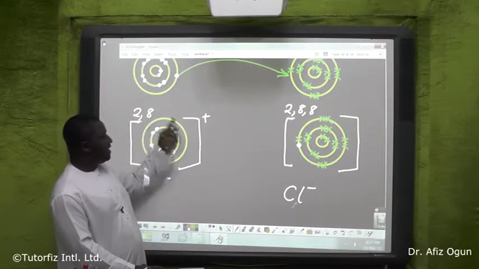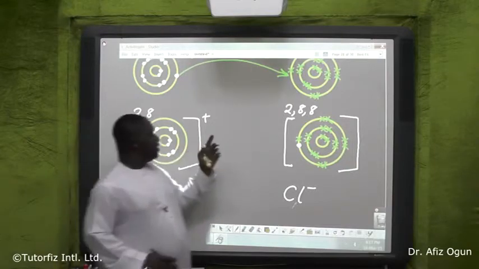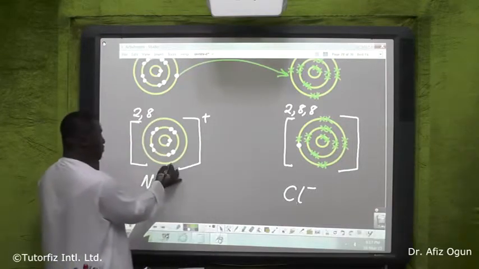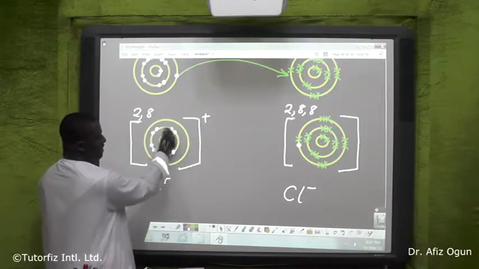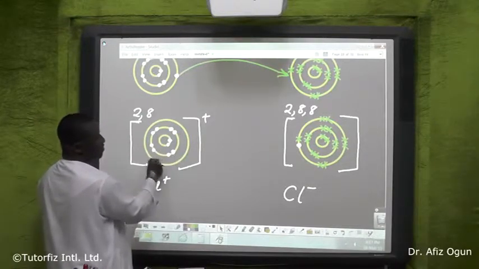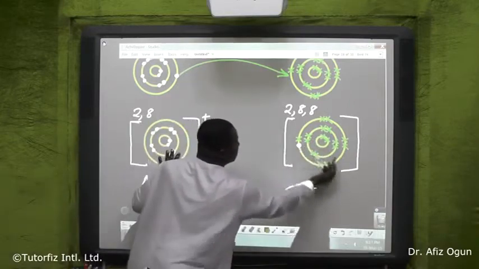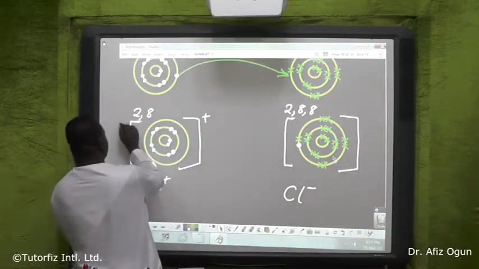So the outer shell is again empty. You don't need it again. You may remove it or leave it there, it doesn't matter. This is now our outer shell, and this outer shell is now full. So what do we do from here?